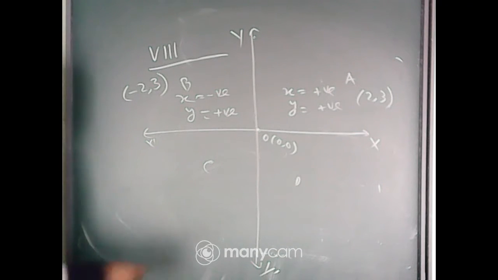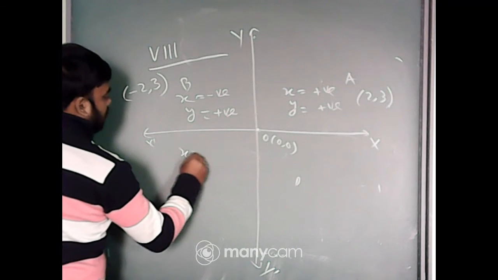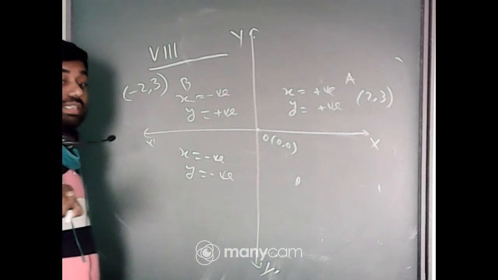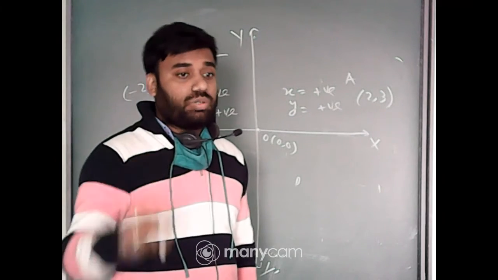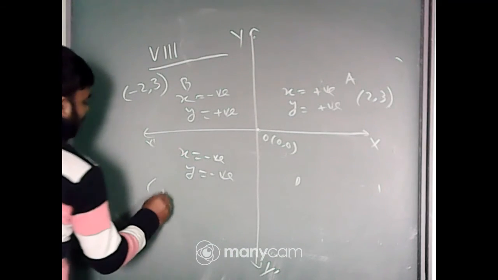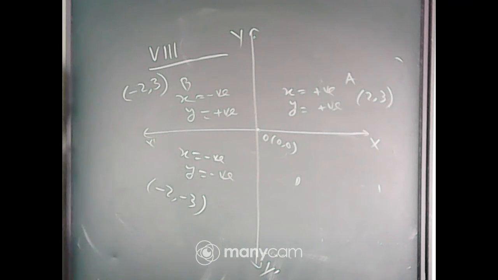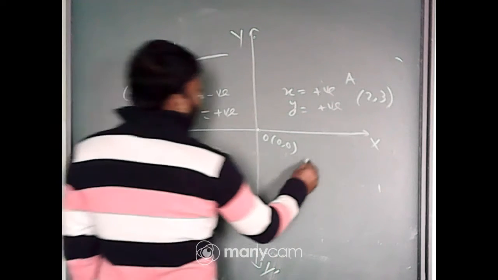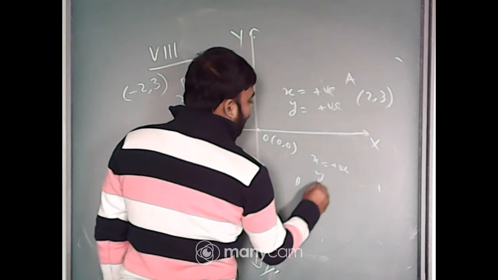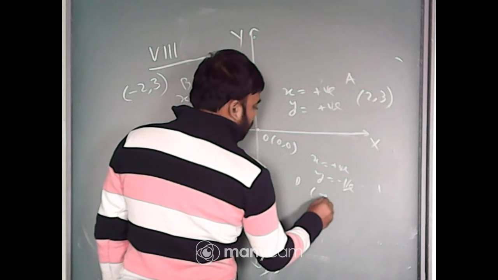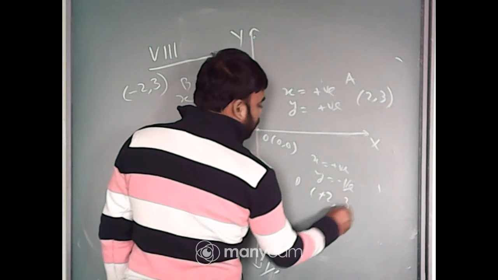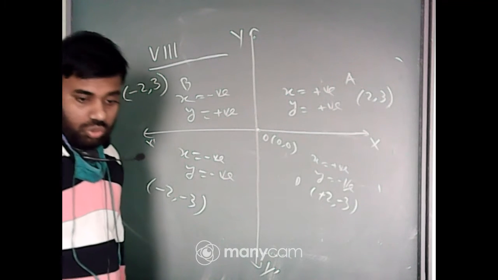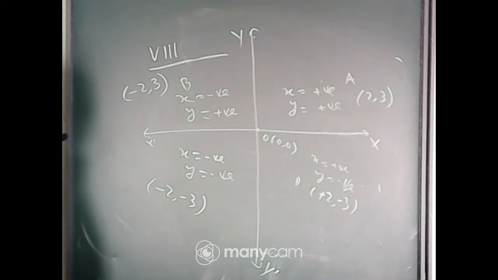Third quadrant, x is negative, y is also negative. Both are negative only in the third quadrant, like minus 2, minus 3. And fourth quadrant, x coordinate positive, y coordinate negative, like plus 2, minus 3. So just look at the board, what I have written on the board.